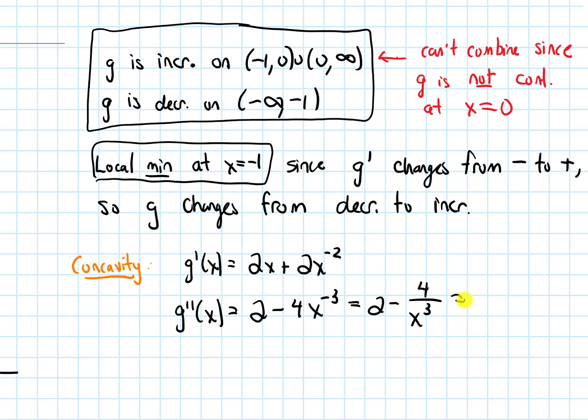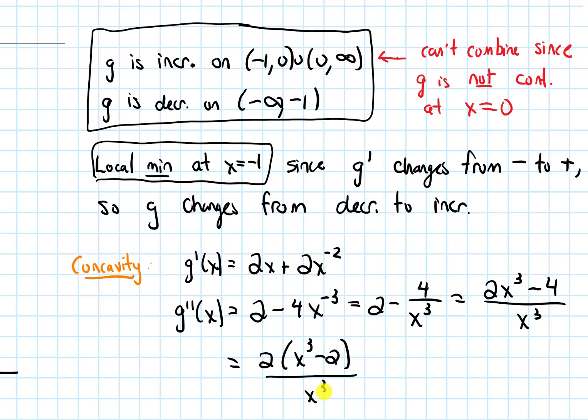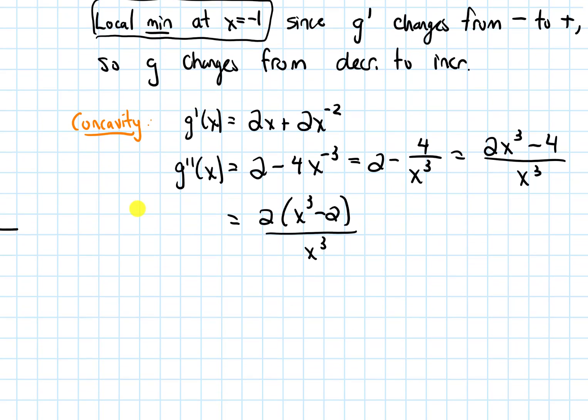And if I get a common denominator, we get 2x to the third minus 4 over x to the third. Okay, and now I could factor a 2 out of the top to get 2 times x to the third minus 2 over x to the third. Okay, so we have our second derivative simplified. We're now ready to start to make a sign chart of this, but I need to first figure out when is that second derivative going to be equal to 0 and when is it undefined.